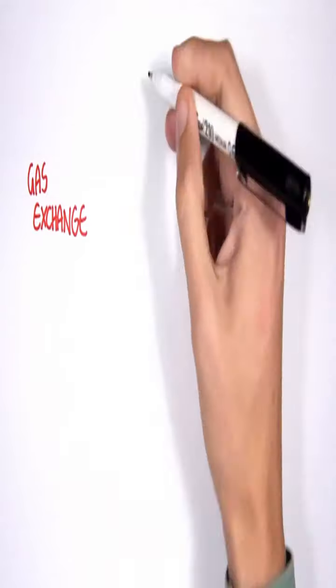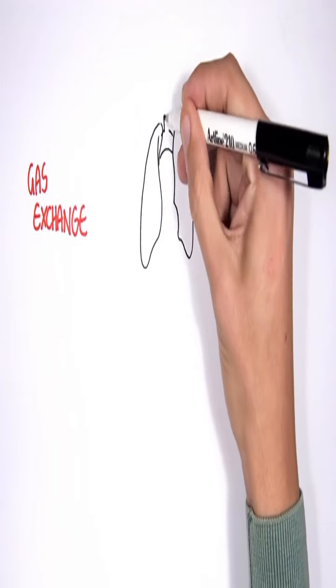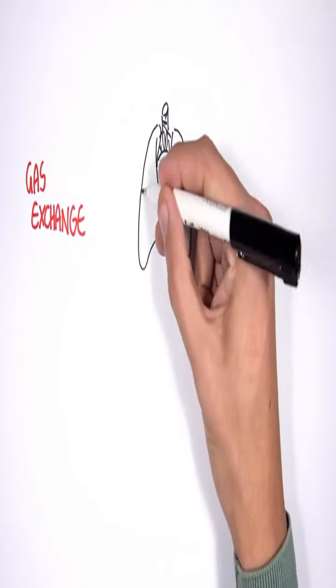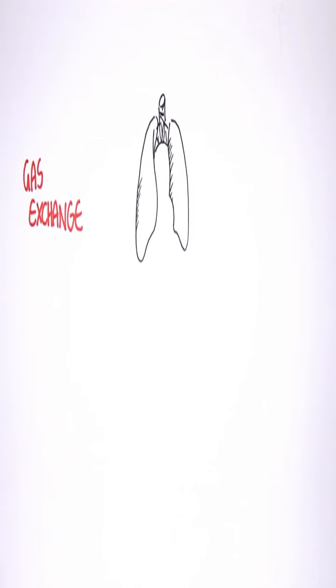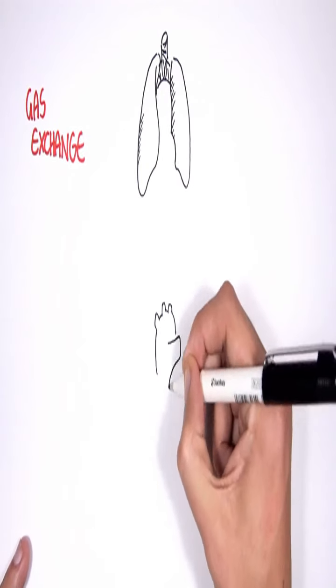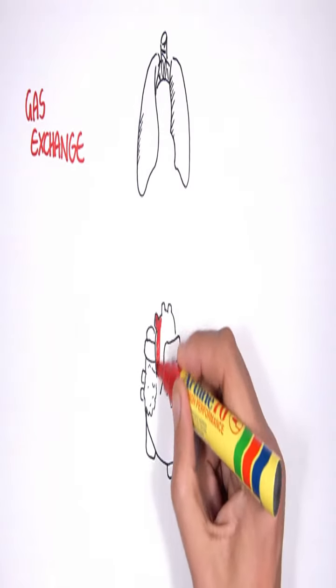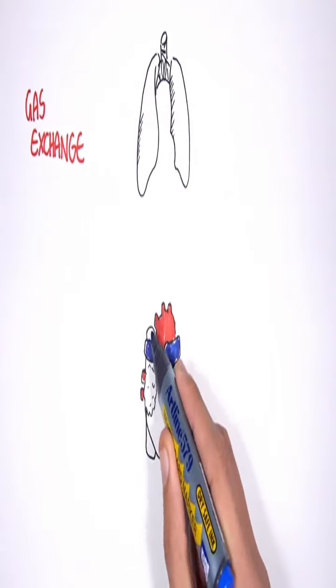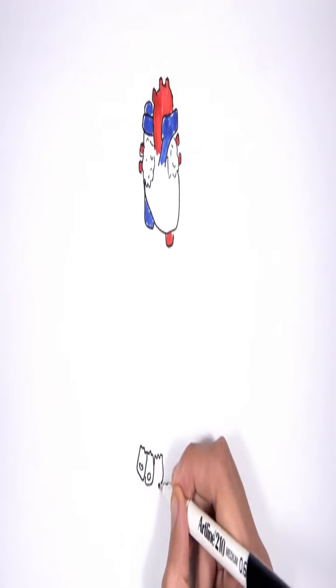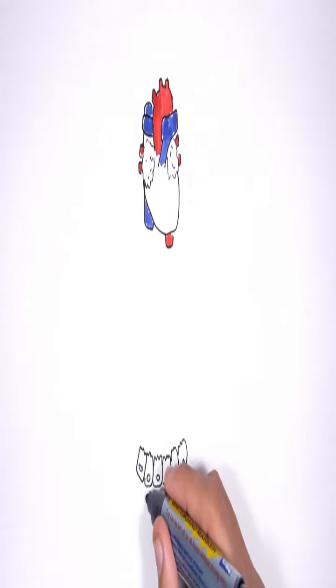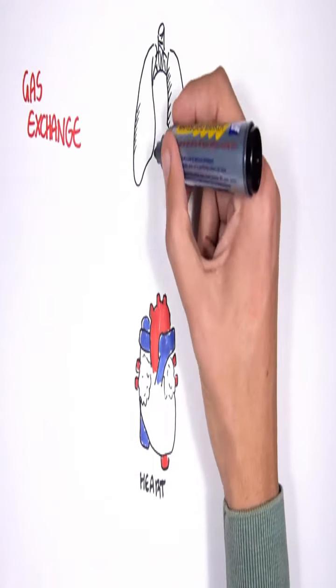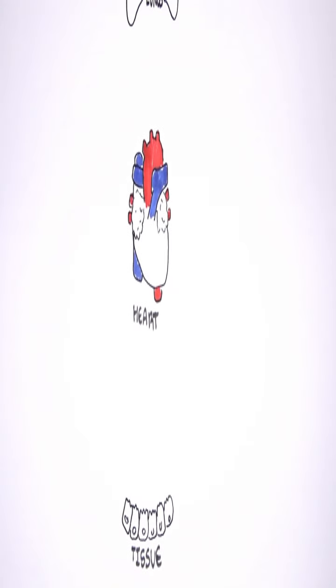So essentially, we're looking at how gases are transported around our body, the oxygen and carbon dioxide, and how our tissues receive this oxygen and how our lungs receive the carbon dioxide so we can exhale it. So let's just begin this journey with the lungs here. And here I'm drawing the heart as well, and also tissues. So here is our tissue, our heart, and our lungs.